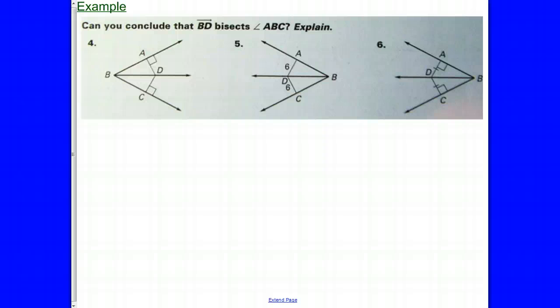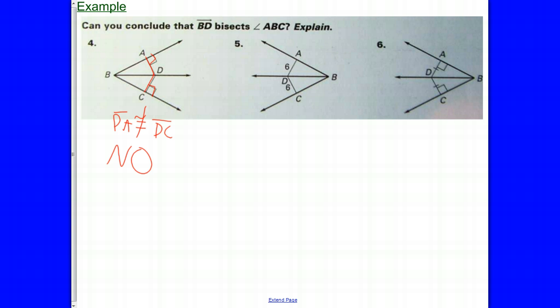Can you conclude that ray BD bisects angle ABC? So just looking at the given information, we're going from point D. We are going perpendicular here to that side. We're going perpendicular to this side. But if BD is going to be an angle bisector, we would need to know those two segments, DA and DC, would have to be congruent. There's no tick marks here. We can't assume it, so they're not congruent. So then this is no. We can't conclude that BD is a bisector of angle ABC.